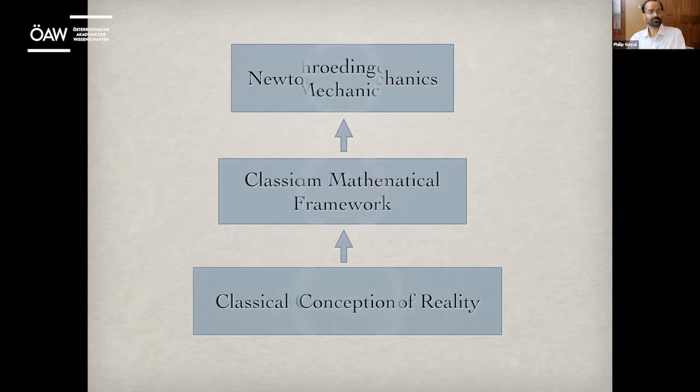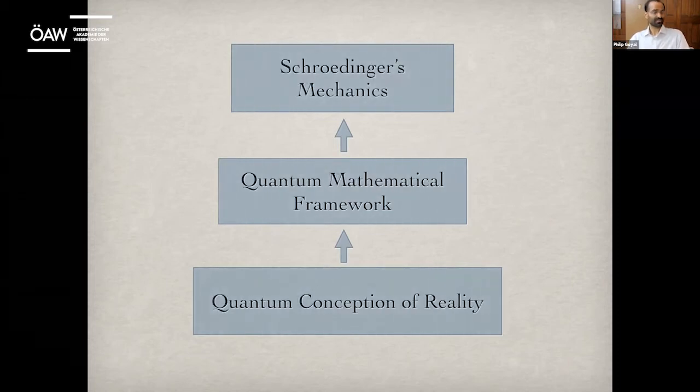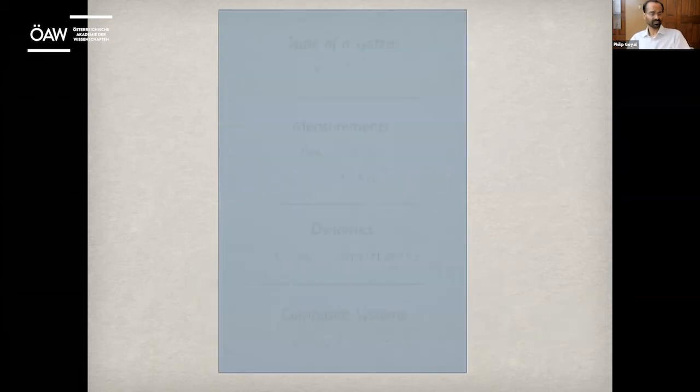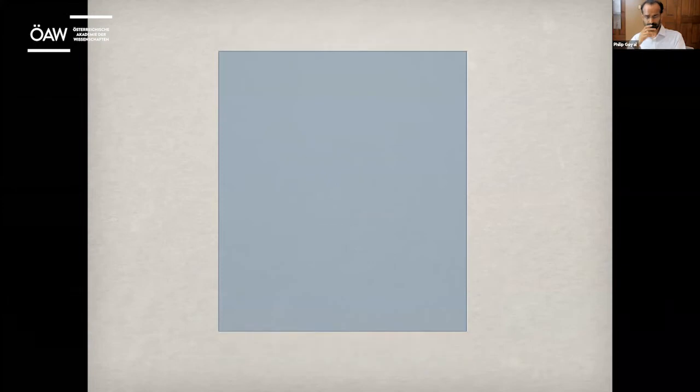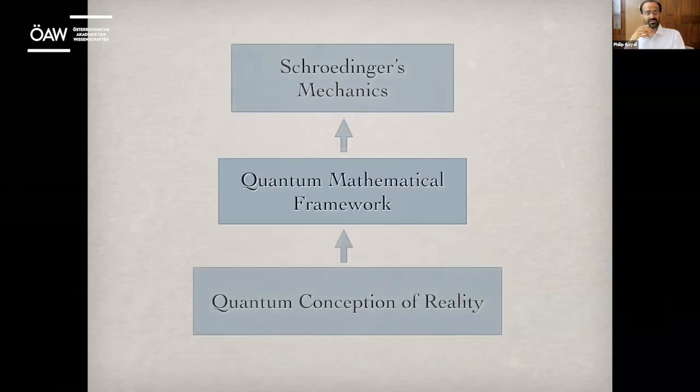And where we would like to be vis-a-vis quantum theory is this. We would like a quantum conception of reality that underpins the quantum mathematical framework. And to be clear, I'm referring to the abstract framework, the core quantum formalism. But of course, we don't have that quantum conception of reality. That's been the case for around 100 years now. And so again, the question is, how do we break this impasse?